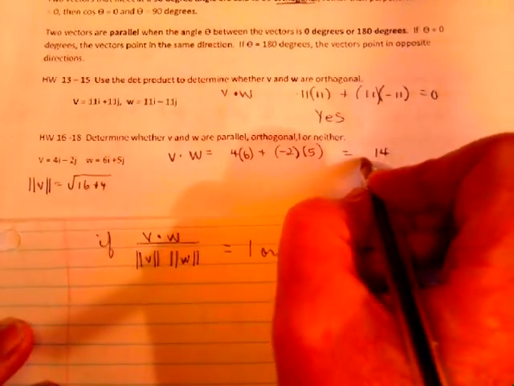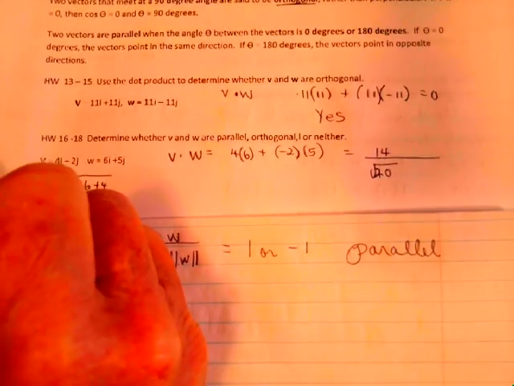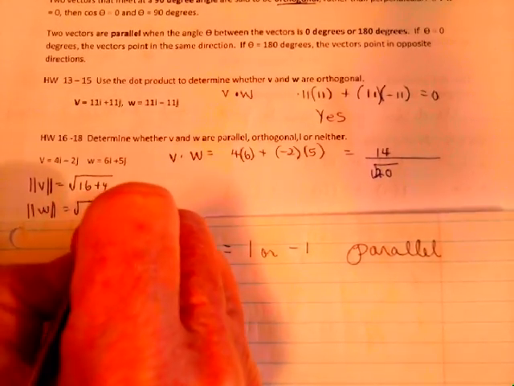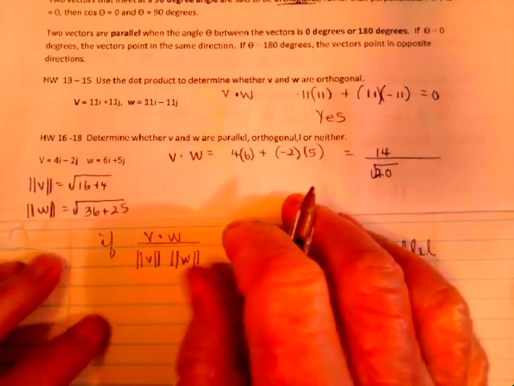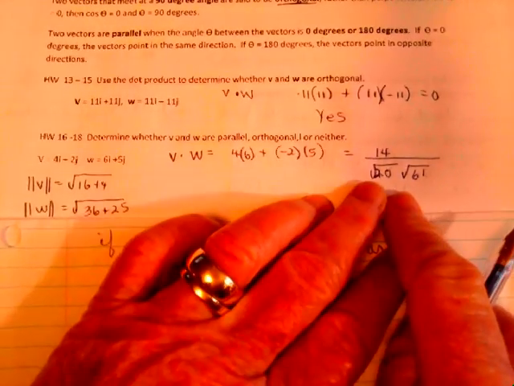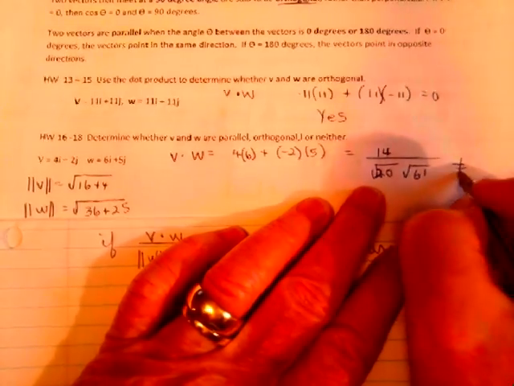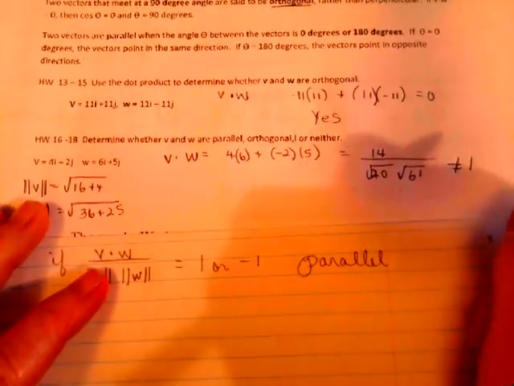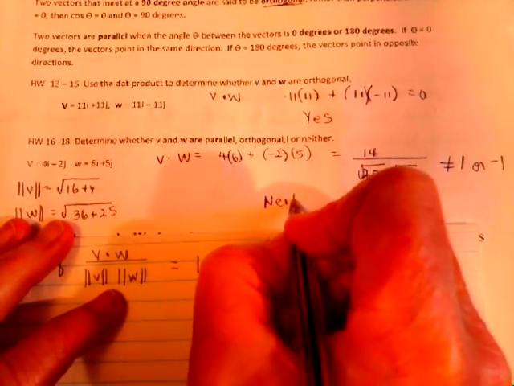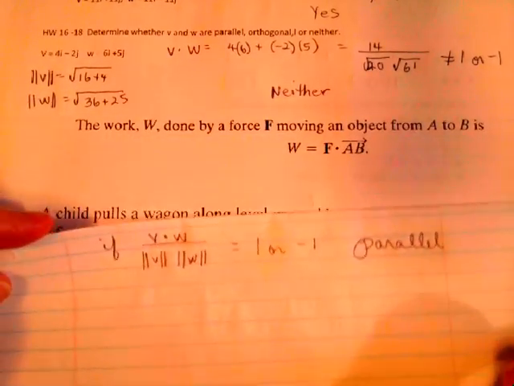Now I got to do the magnitude of v, which is the square root of 16 plus 4, square root of 20. Got to do the magnitude of w, which is the square root of 36 plus 25, which is the square root of 61. 14 over the square root of this is not equal to 1, and it's not equal to negative 1. Therefore, these are not parallel, they're not orthogonal, so they would be neither.